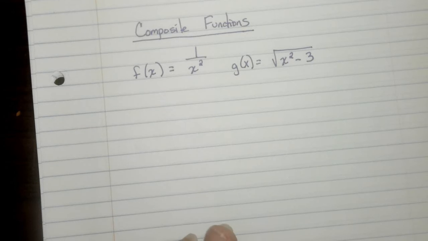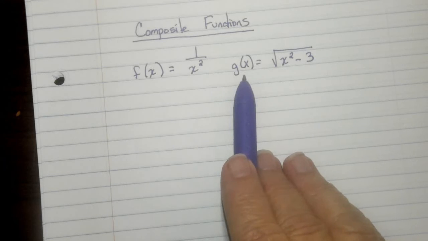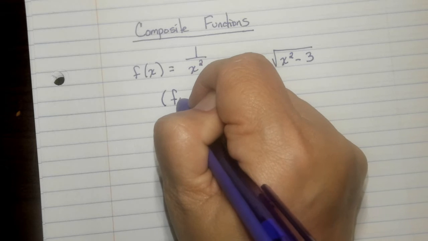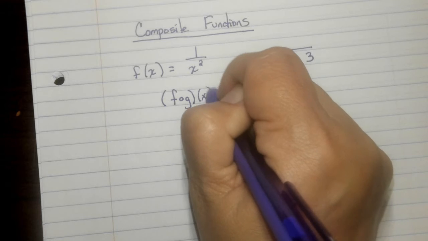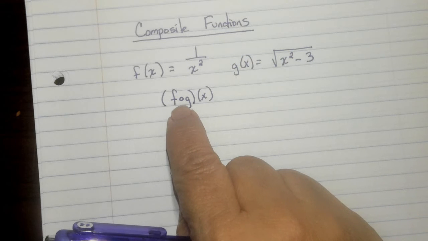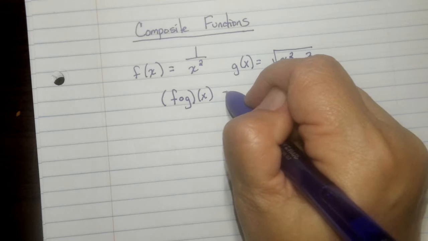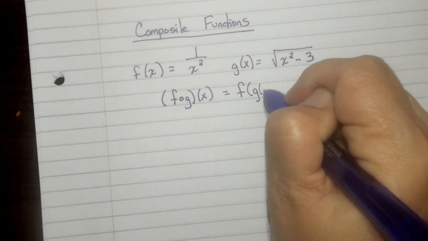Alright, so a little bit of a review on composite functions. If I have two functions, f of x and g of x, and I am asked to find f composed of g of x, remember, that little dot, if it's not filled in, does not mean multiplication, right? This is our symbol for a composite function. And when it's written this way, it means f of g of x.